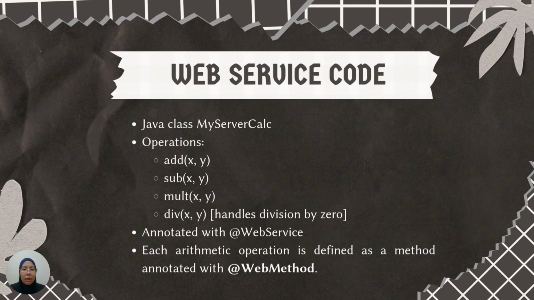The web service code includes a Java class named MyServerCalculator and includes four operations: add, sub, multiply, and division. In each operation you have parameters which are x and y. The class is annotated with @WebService, and each arithmetic operation is defined as a method annotated with @WebMethod.